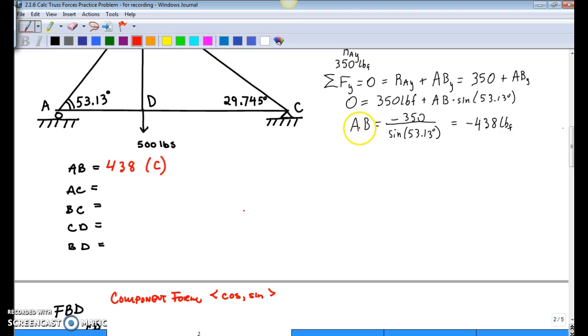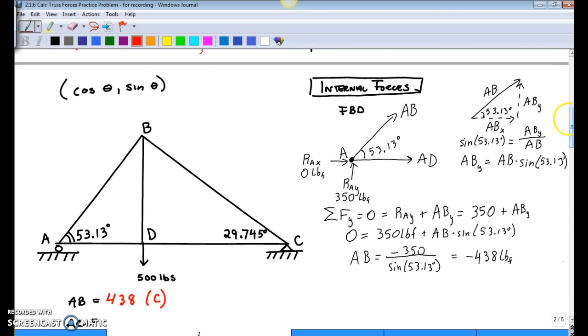But again, because we found a member in negative pound force, what that's telling us is that our initial assumption that everything is in tension was wrong. The negative says we were actually in compression. So again, we write our answer as positive 438, and then we note it as in compression.